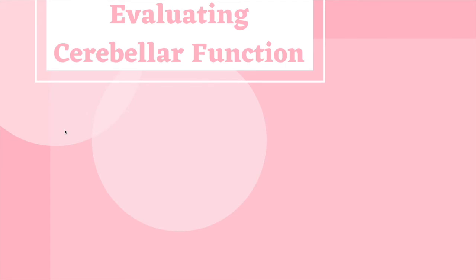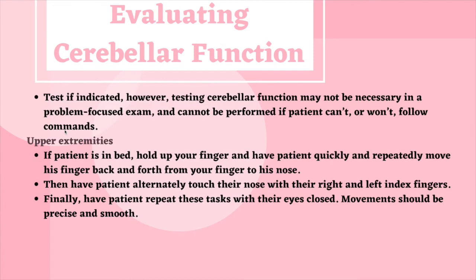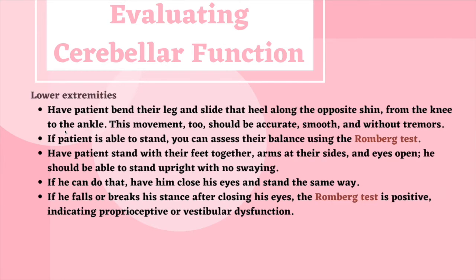So let's now move on to evaluating cerebellar function. Test if indicated. However, testing cerebellar function may not be necessary in a problem-focused exam and cannot be performed if the patient can't or won't follow commands. For the upper extremities, if the patient is in bed, hold up your finger and have the patient quickly and repeatedly move their finger back and forth from your finger to their nose. Then have the patient alternately touch their nose with their right and left index fingers. Finally, have the patient repeat these tasks with their eyes closed. Movements should be precise and smooth. For the lower extremities, have the patient bend their leg and slide that heel along the opposite shin from the knee to the ankle. This movement, too, should be accurate, smooth, and without tremors.